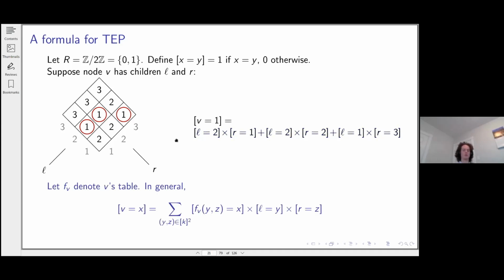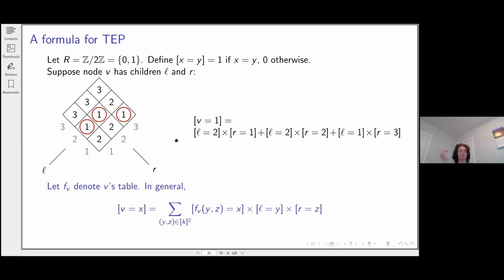So here's the general formula. Let's say F sub v denotes the values in the table. To build the formula in general, we can take a sum over all of the entries y, z. In each case, we'll add this indicator that checks whether the value of the y zth entry is equal to our target x. And then we multiply that by the indicators for the left child being equal to y and the right child being equal to z. So this gives us a formula for computing whether or not the root value is equal to x.